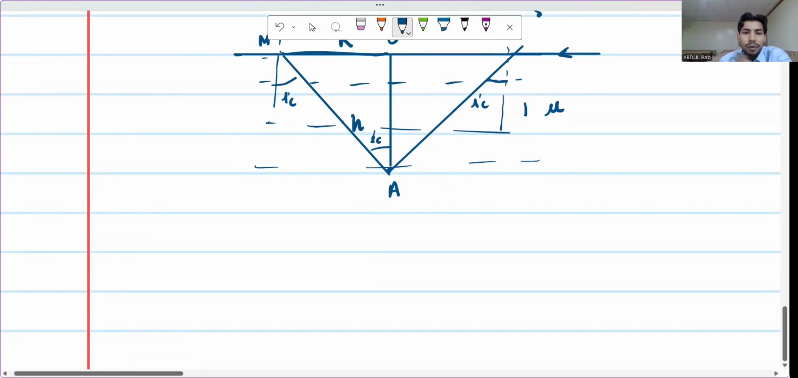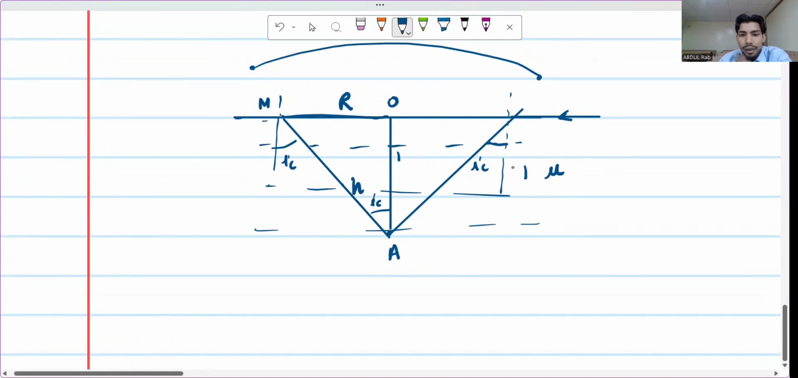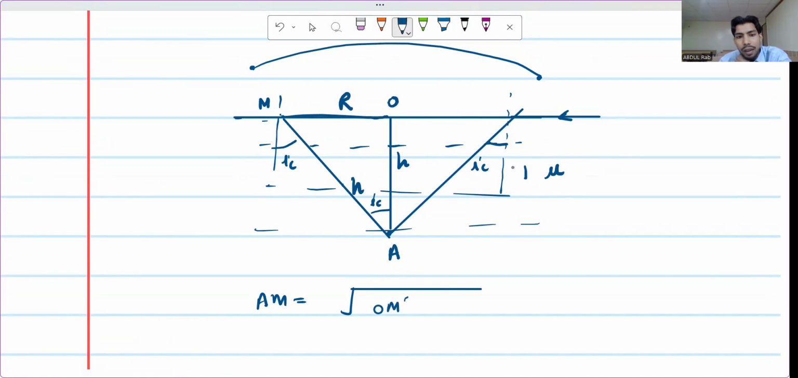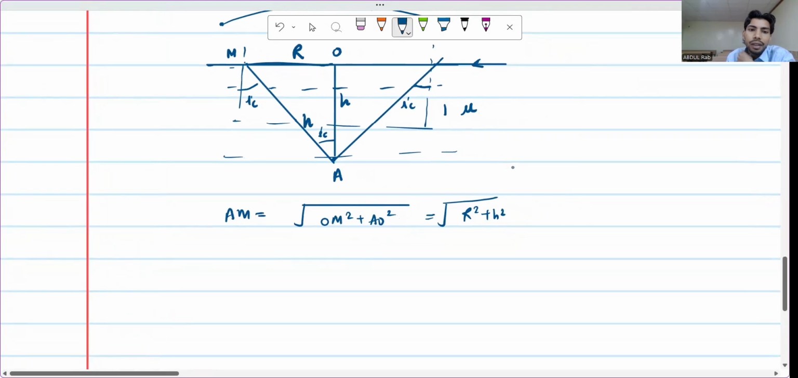Now, this value is R, this value is H, the OA side is H. Can you tell me what the AM value is? The hypotenuse will be, of course, the root over base square plus perpendicular square, that is equal to OM square plus AO square. And you can write it as equal to R square plus H square.